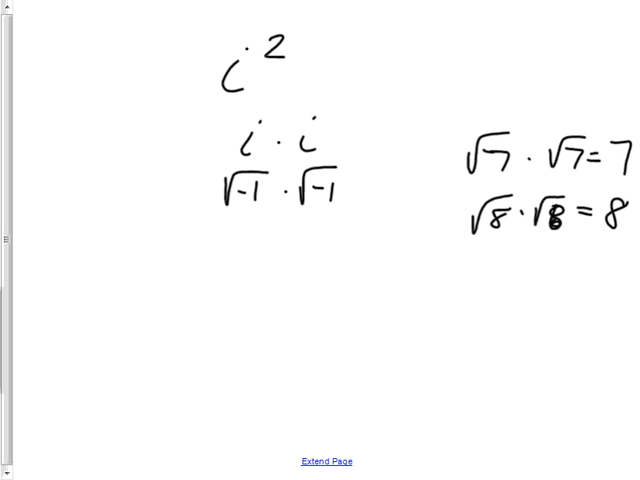Close. -1. It's what's underneath the root, right? See? What's underneath the root? -1. So what's i squared equal to? -1. So here's a typical ACT question.